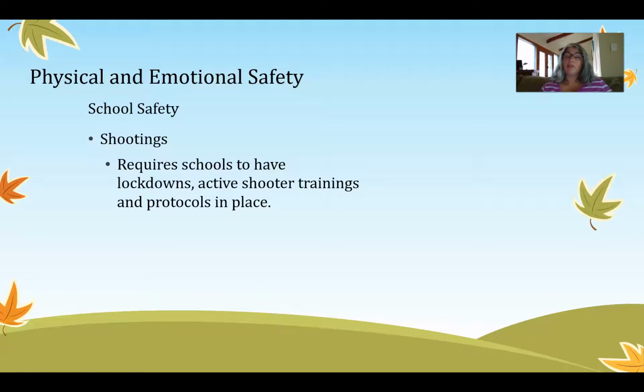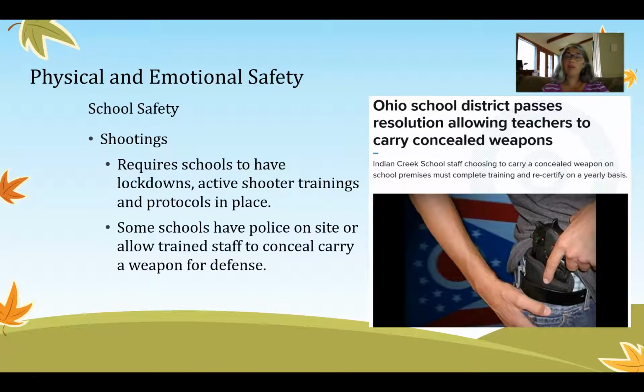Active shooter trainings. Some of these can be a little bit scary, where they do bring in a team of experts who will do a mock shooting scenario and help the school run through their procedures and make sure that they have proper protocols, as well as fire doors and things like that in place. Also, some schools will have either police on site all day or allow trained staff to conceal carry.